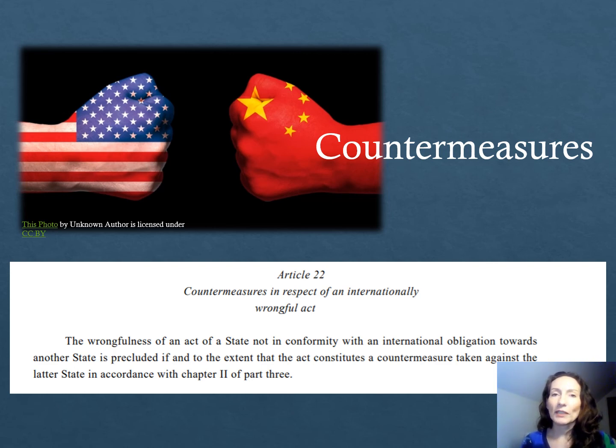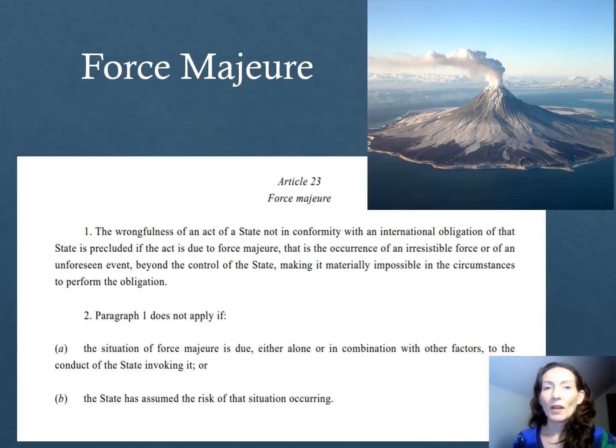Articles 49 to 53 of the Articles on State Responsibility elaborate further on this and other conditions that must be met by countermeasures to preclude wrongfulness. Article 23 regulates force majeure, and Article 24 regulates distress. Both refer to objective situations that oblige the state to breach an international rule. In the case of force majeure, there is no other option but to breach the rule.